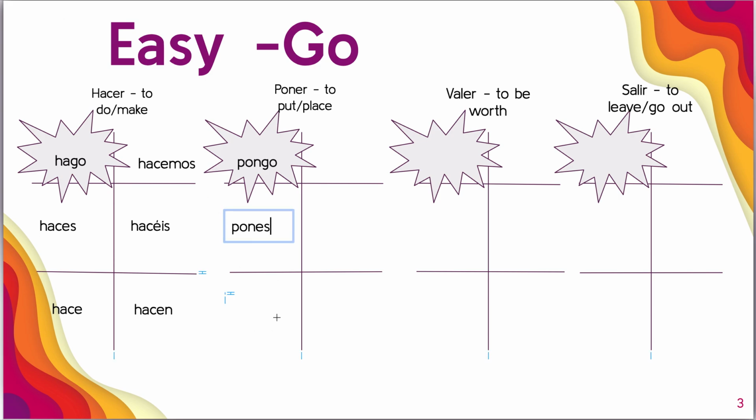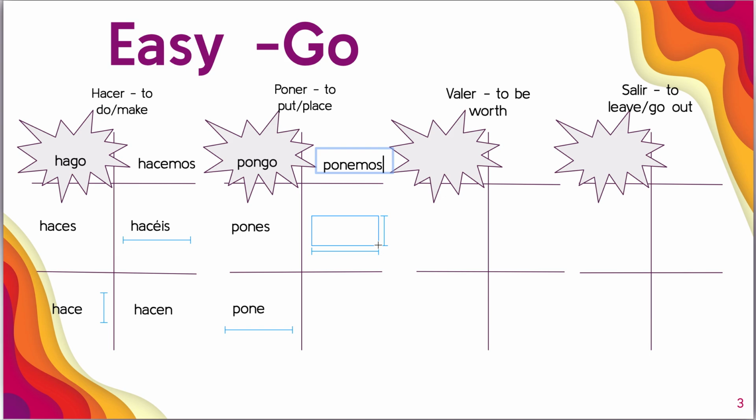The usted form is going to be pone. The nosotros form is going to be ponemos. The vosotros form is going to be ponéis, and again it has an accent over the E. And then the ustedes form is going to be ponen.